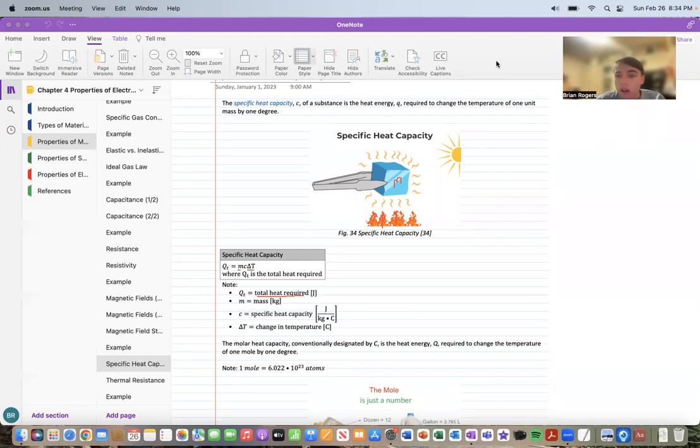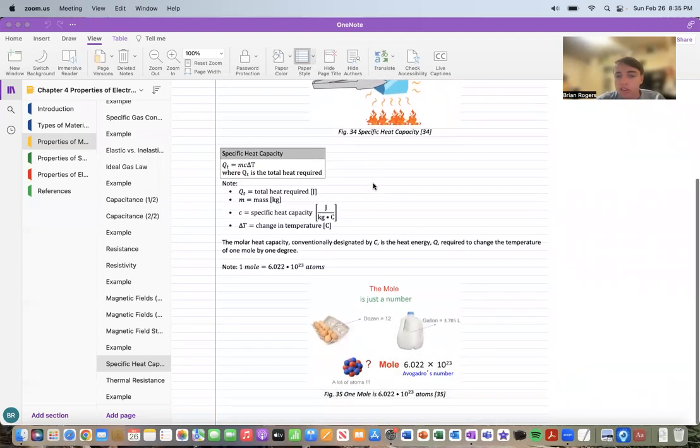And so a lot of times they refer to the molar heat capacity, which is usually indicated by capital C, is the heat energy required to change the temperature of 1 mole. So a mole's just a number. You can think about it just like a dozen eggs, a gallon of milk. That's just a number, 12 eggs. So a mole is Avogadro's number. So it's 6.022 times 10 to the 23.